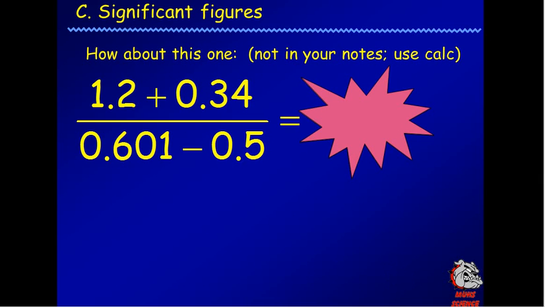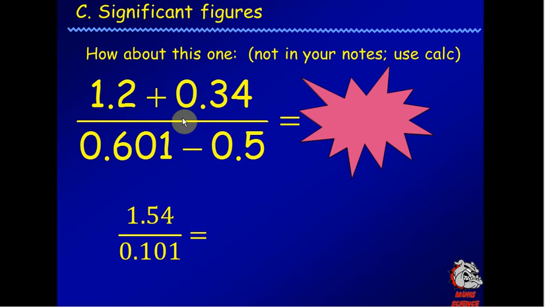In this one, we're combining everything. Here I have 1.2 plus 0.34 divided by 0.601 minus 0.5. You have to do this in pieces. So you do the top and say, okay, I'm going to add the top together, and if you add the top together, you get 1.54. You take the difference on the bottom and you get 0.101.